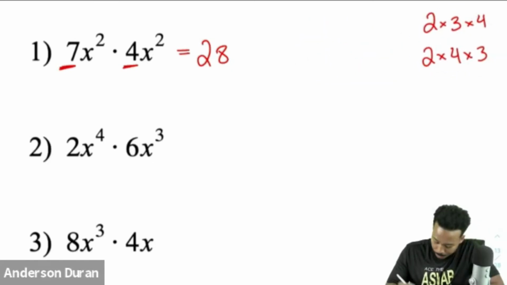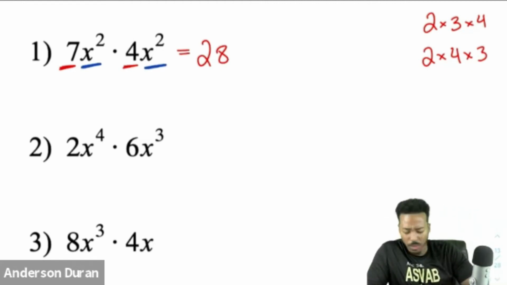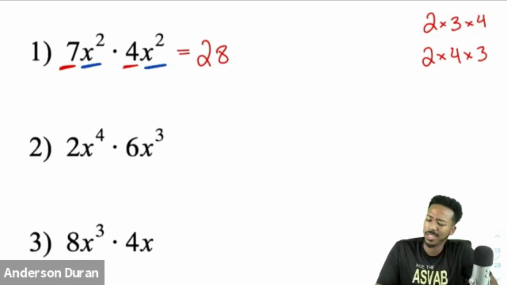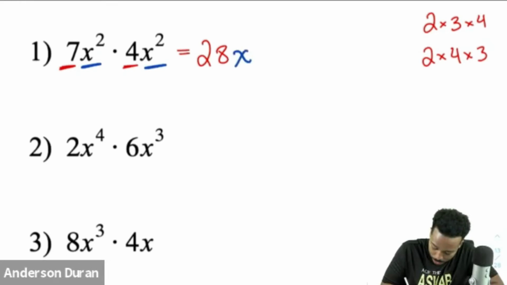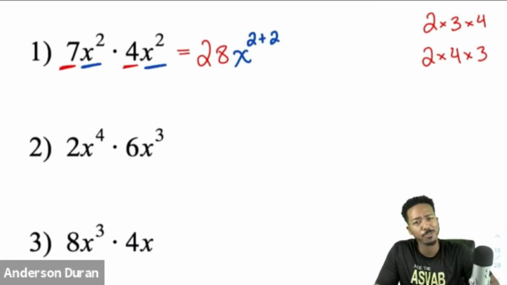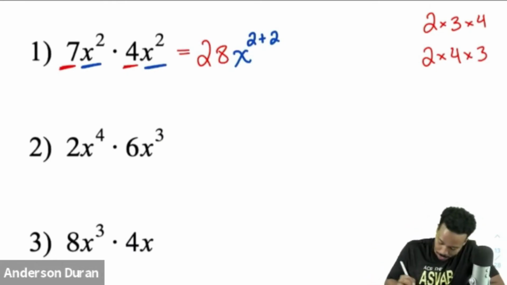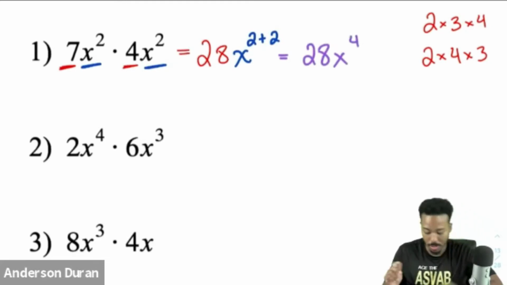And then let me use blue. We have x squared times x squared. Everybody, what are we going to do with those exponents? We're going to add them. Exactly. That's going to turn into x to the power of 2 plus 2. And I think we know how to do 2 plus 2. I think that might be the best question on the ASVAB if we were to ever get it. 2 plus 2 is going to give us 4. Exactly. So our final answer will be 28x to the power of 4.